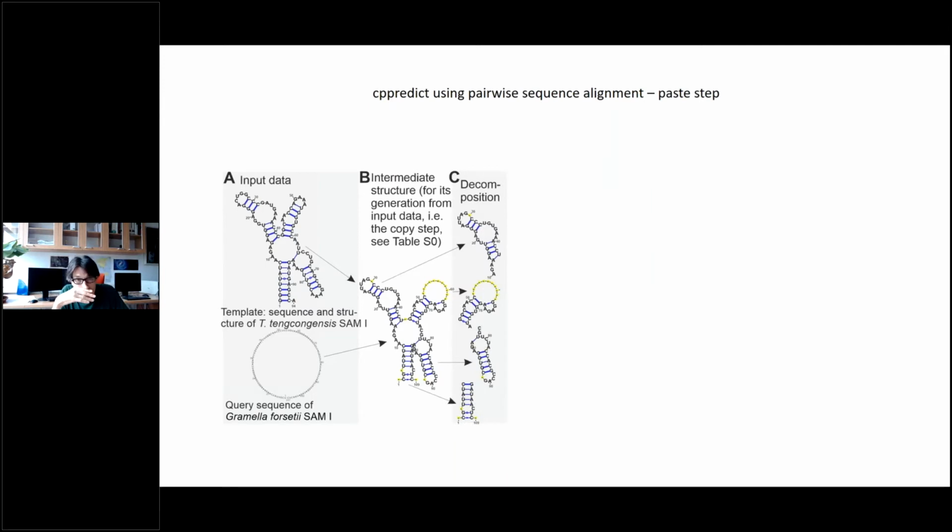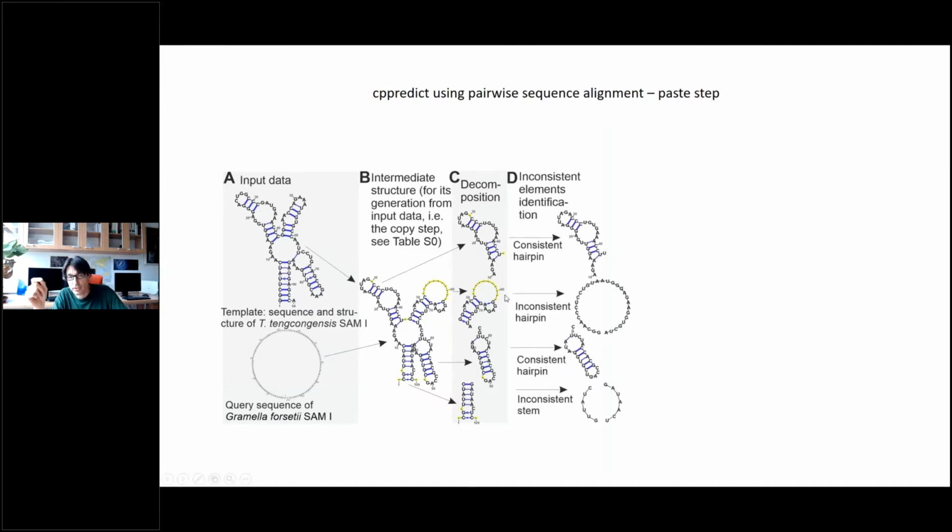Yes, and it's done using decomposition of this intermediate structure into its basic structural elements, which in this case are 3 hairpins, this one, that one, and this one again, and one stem-like structure. And for these elements, their structural consistency is computed. And for inconsistent elements, which in this case are this one and that one, their structure is predicted de novo using their sequences, using existing tools like RNAfold and RNAduplex. We use RNAduplex for stem-like structures and RNAfold for hairpin-like structures.